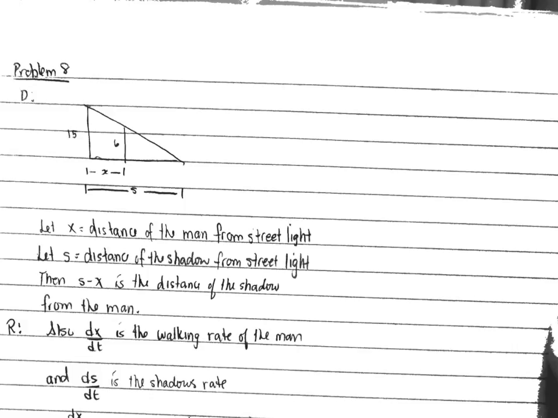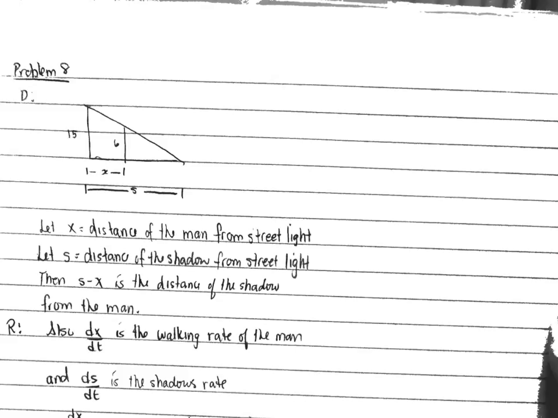And there's a man that's 6 feet tall who walks away from the pole at a speed of 7 feet per second along a straight path. And we'd like to know how fast the tip of the shadow is moving when he's 40 feet away from the pole.